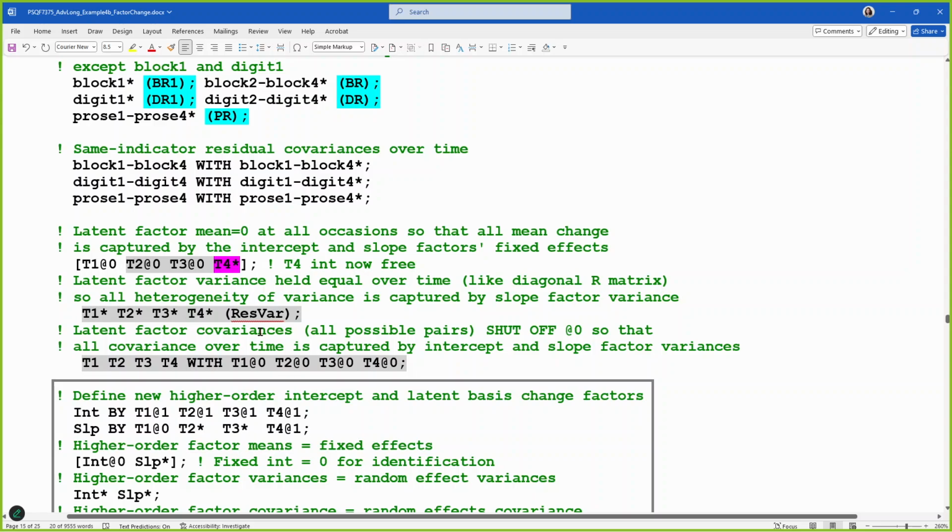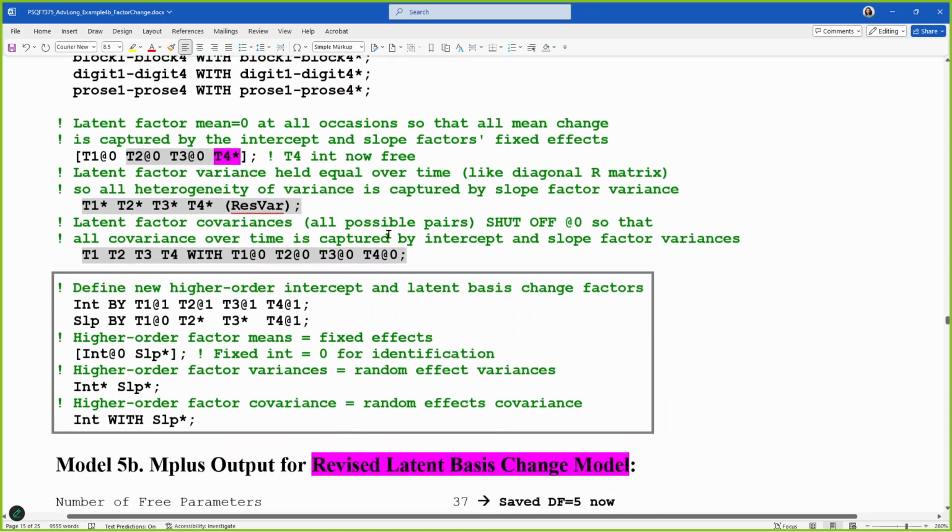So find the change. Find the pink text. I made my test easier. You're letting T4 be free. I'm letting the intercept for T4 be free. Yes. That is analogous to putting in a dummy code for T4 to plug the hole. And it wants that one plugged specifically. It's very particular about that. So I'm plugging the hole.